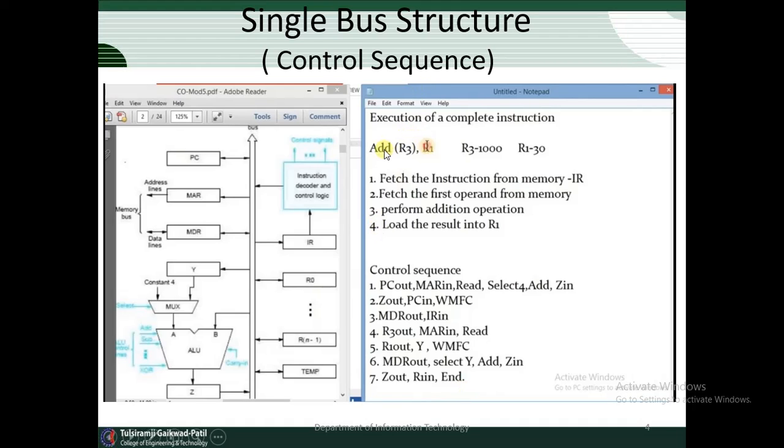So what is the instruction? Here we have add R3, R1. For R3, R1, we require 4 phases: fetch the instruction, fetch the first operand, perform the addition, and load the result. And for the given instruction, we have written the 7 steps of the control sequence using the single line bus structure.